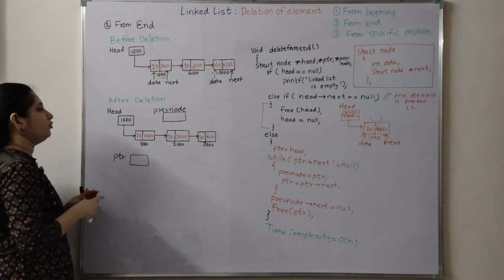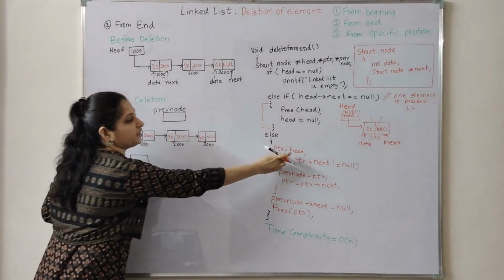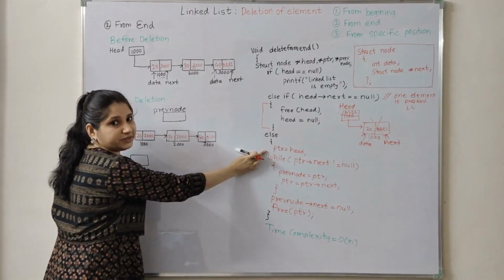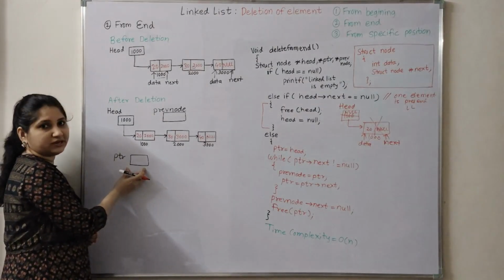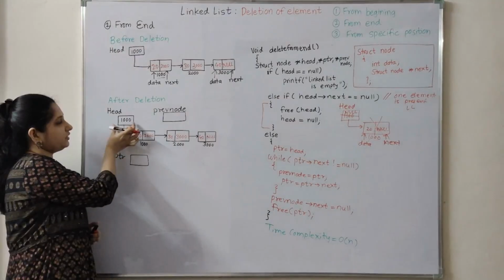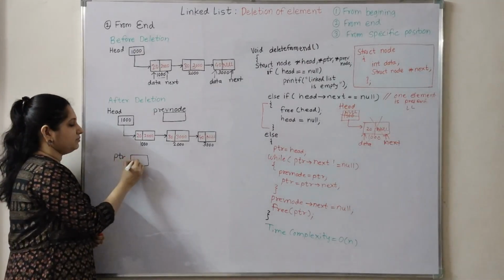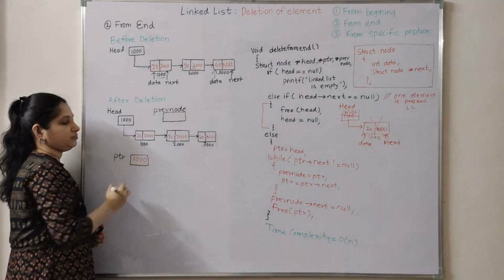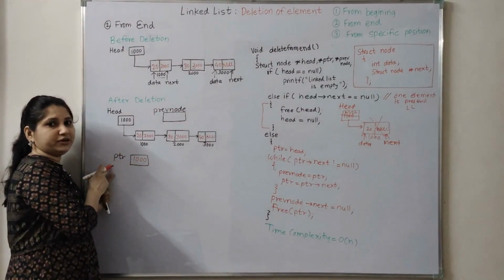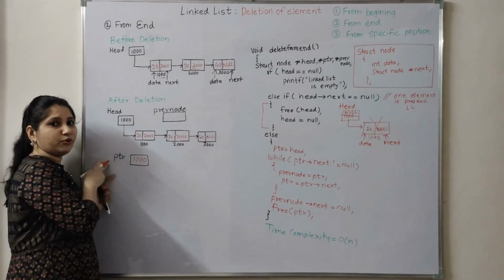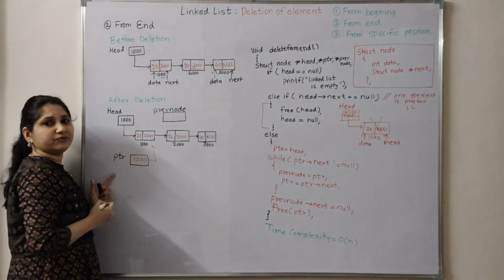Now what is the value of the head pointer? 1000, and we are assigning the value of the head pointer to the pointer variable. What is the pointer variable? There is no value stored in it yet. So we assign the value of head to the pointer variable, and it becomes 1000. Once we store 1000 in our pointer variable, this pointer holds the address of our node, so it points to the first node.